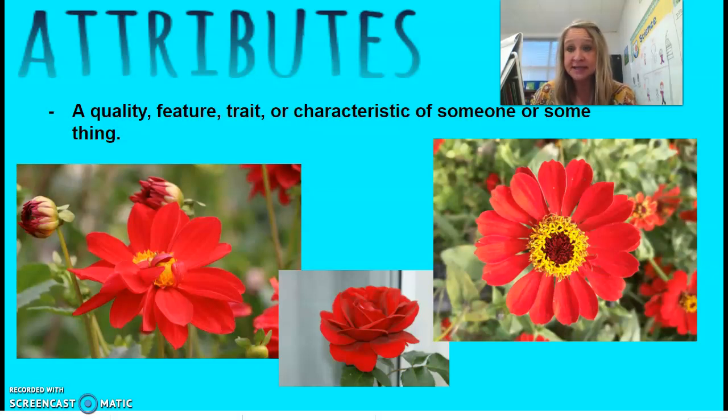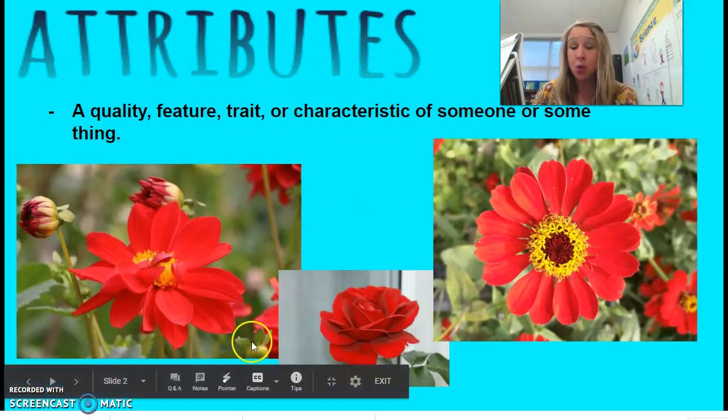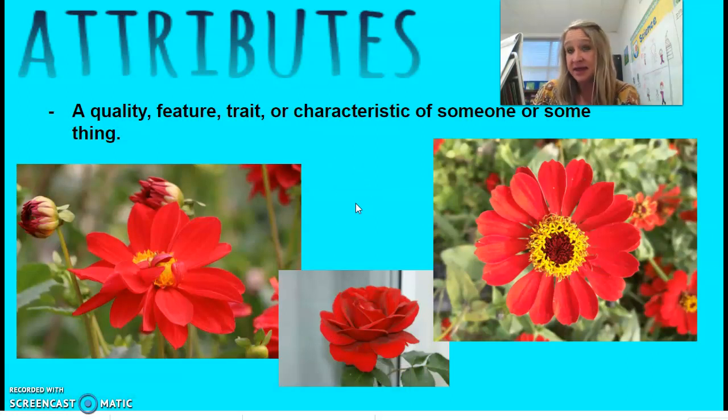They are all plants. What else? They are all red. That's a very obvious attribute. Okay, they are all flowers. So there are several ways that you can identify objects by their attributes.